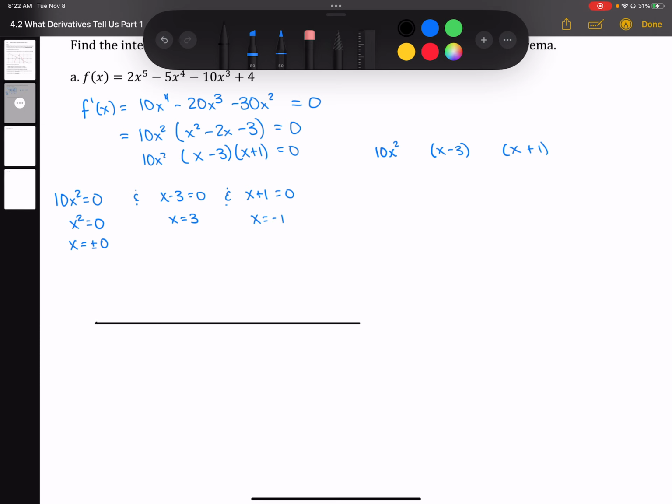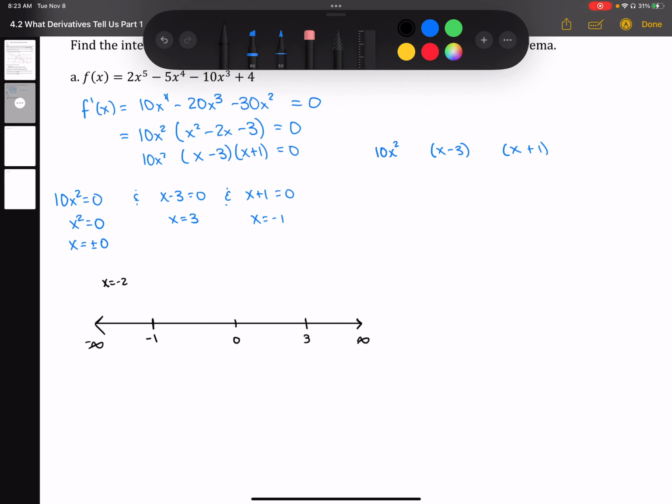And on your number line, you should put your critical values in order. So our smallest critical value is -1. The next one is 0, and the next one is 3. And on either end of the number line, we're going to put negative infinity and positive infinity. So the way I do my first derivative test is we need test values on each interval. So something between negative infinity and -1, we could use x equals -2.